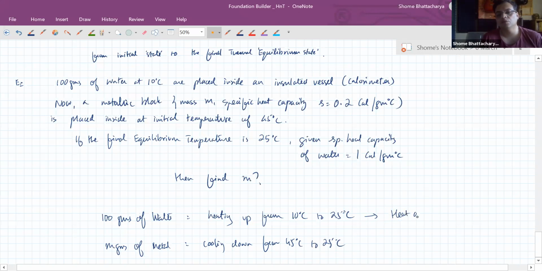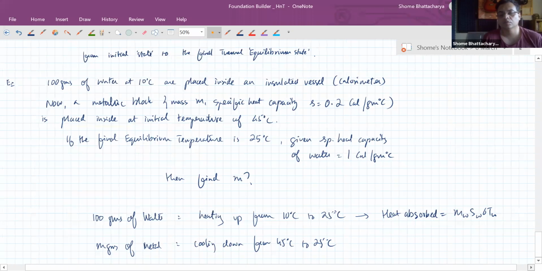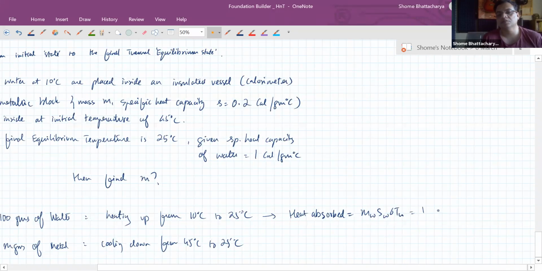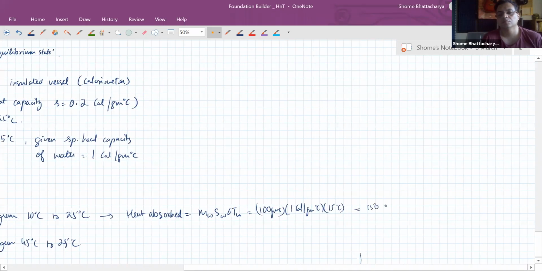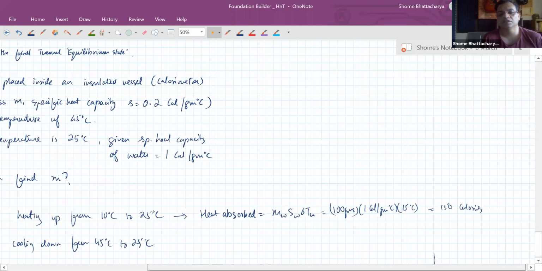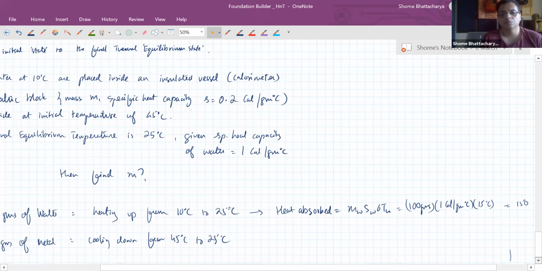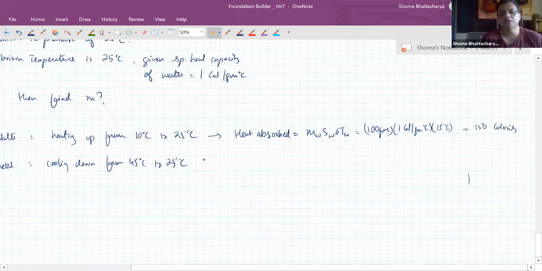So the heat absorbed by the water will be mass of water into specific heat capacity of water into temperature change for water. So that is 100 grams multiplied with 1 calorie per gram degree C multiplied by the temperature change of 15 degrees C. So that is 150 calories. That is the heat that is absorbed by the water.